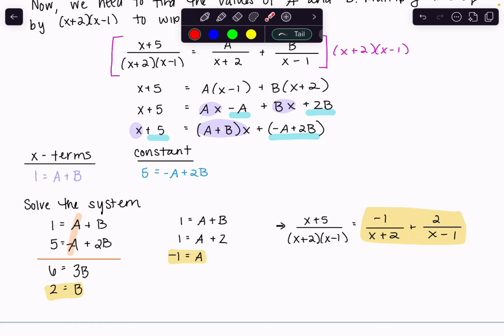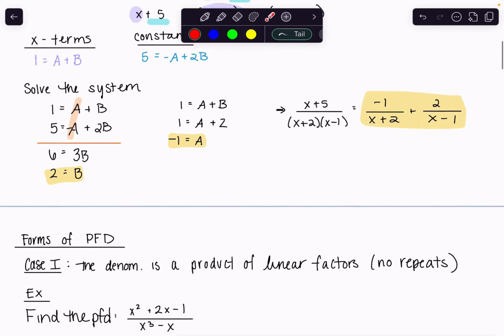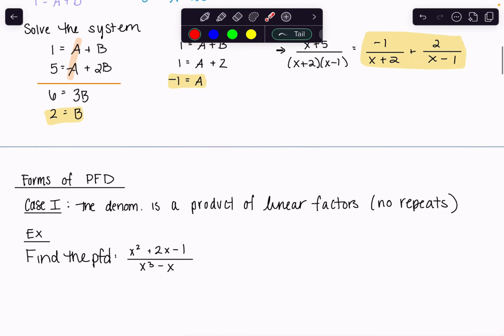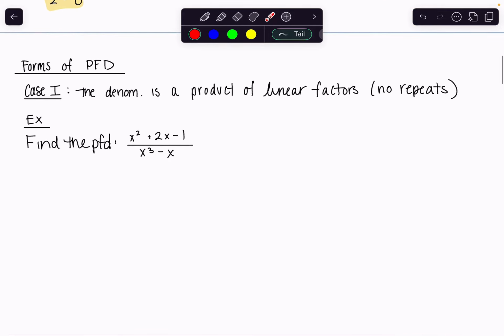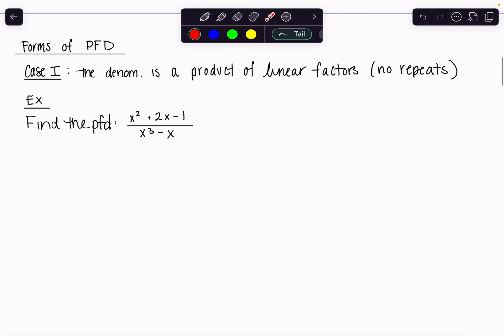So ultimately, we're going to consider 4 different cases. The first case is exactly what we just experienced. The denominator is a product of linear factors, and there's absolutely no repeats, okay? So let's find the partial fraction decomposition of this expression. And again, it is proper because the degree in the top is smaller than the degree in the bottom.